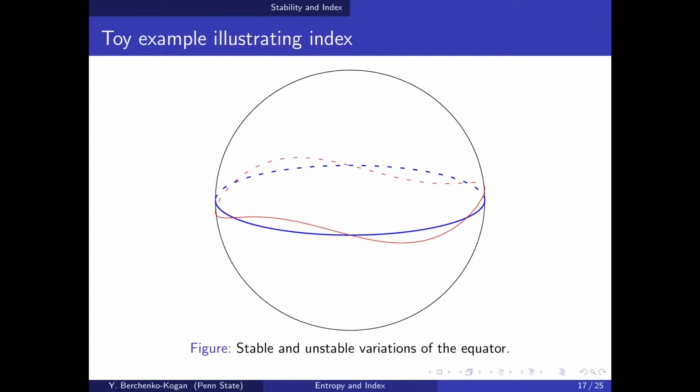So what we see here is that we had one unstable variation, which was this one, where the length decreased and it will move away from the equator. And then all the other ones were, this one is stable but not asymptotically stable, and these ones are all stable. So the length increases as we do this variation, and under curve shortening flow will return back to the equator.